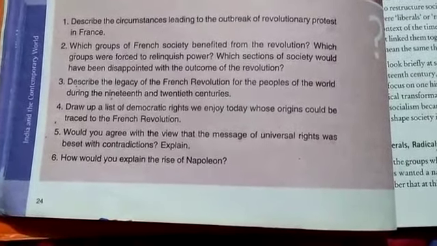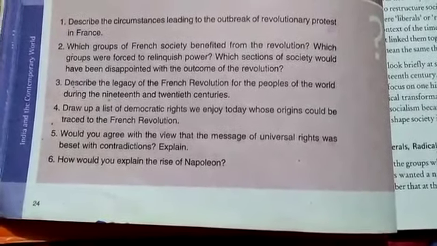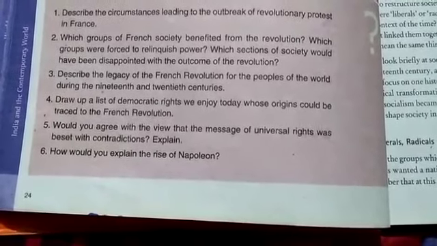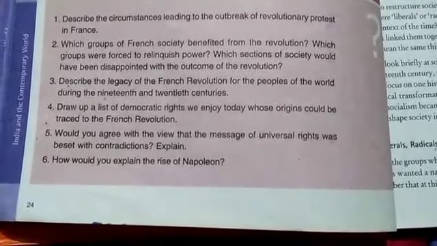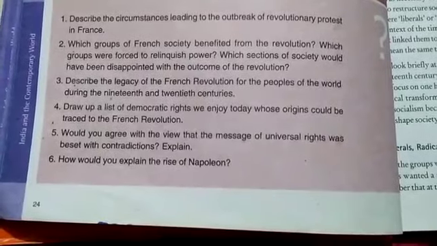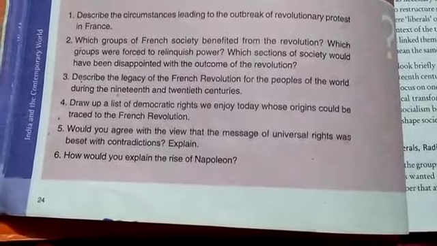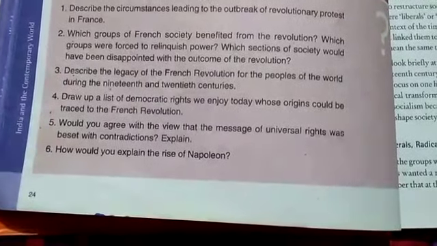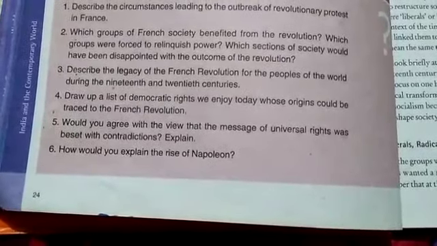These two estates were exempt from payment of state taxes. The third estate consisted of the lower and middle classes. The third estate was represented by its more prosperous and educated members, but they were the ones who bore the burden of the taxes. They did not have any political rights or social status.